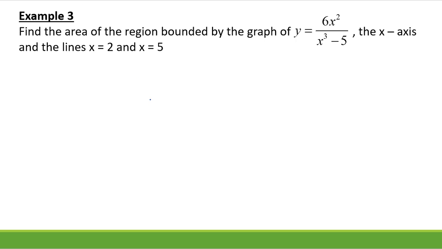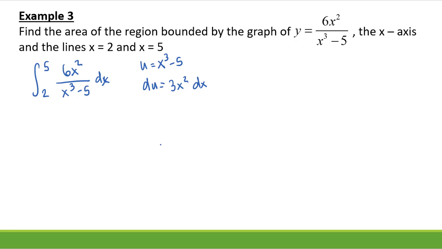Find the area of the region bounded by this graph, the x-axis, and the lines x equals 2 and 5. Remember, that's what integration is, finding the area to the x-axis. So I'm going from 2 to 5 of 6x squared over x to the third minus 5 dx. And again, make your u equal to the denominator, x to the third minus 5. So du is equal to 3x squared dx.